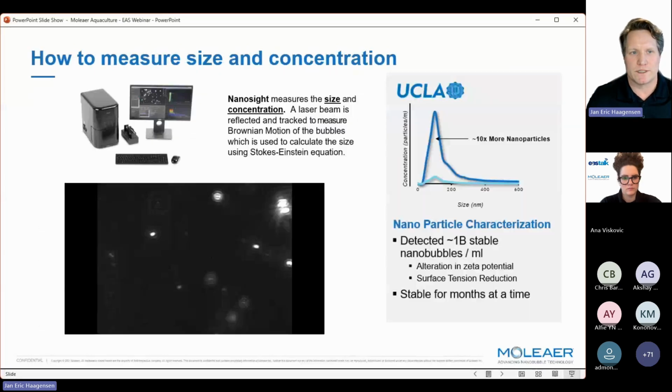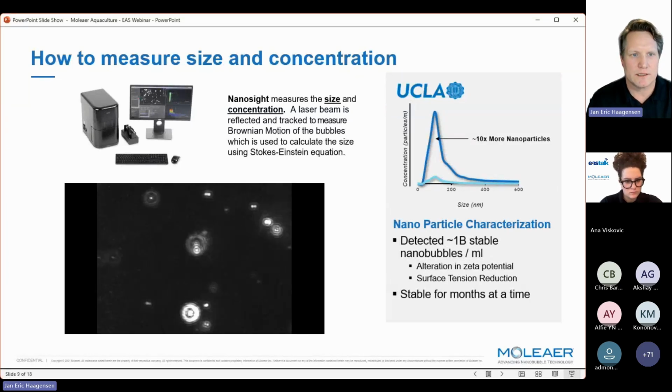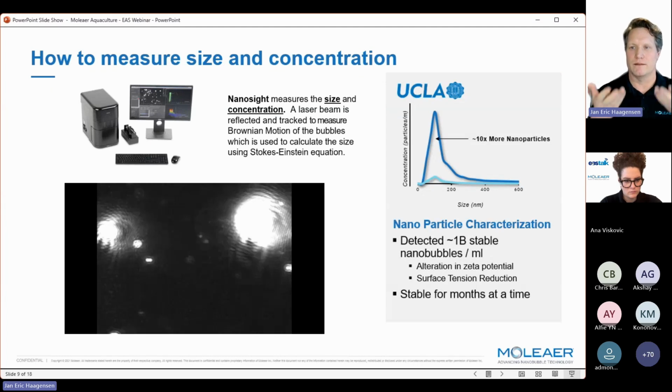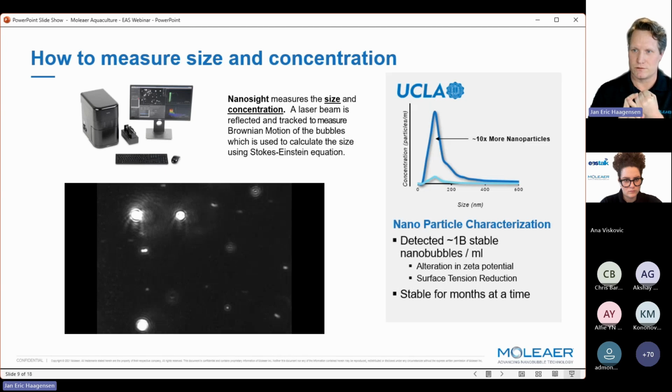But if you want to have a more scientific approach to measure size and concentration, you should use something called NanoSight from Malvern. We use this to quantify the size and concentration, like you can see here, the laser is then reflected back, and the computer is characterizing the bubbles, size, and concentration, allowing us to see this in a graph.